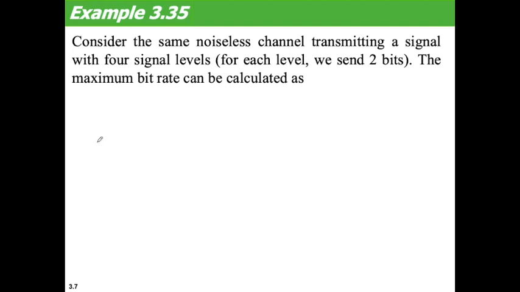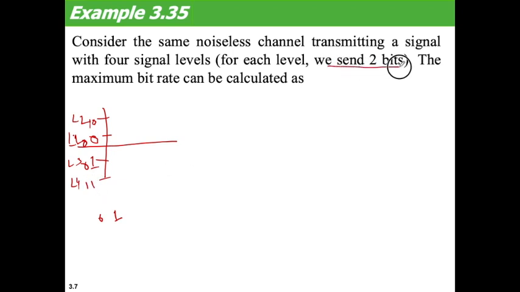Now, if the signal level is 4, I talked about this in the earlier slide, but I'll talk about it again. If we have 4 levels, let's say this is level 1, level 2, level 3, and this is level 4. Now we only have zeros and ones, right? But now we have 4 levels. That means using only 0 and 1, we cannot describe all the levels. We need another bit, so 00, 01, 10, and for level 4, 11. That means for each level we need to send 2 bits.